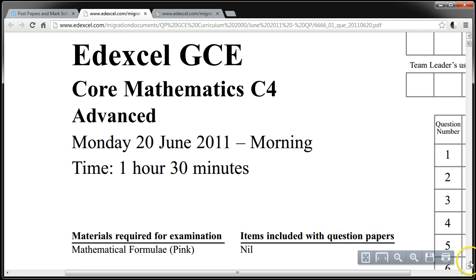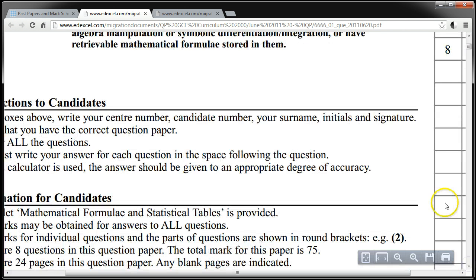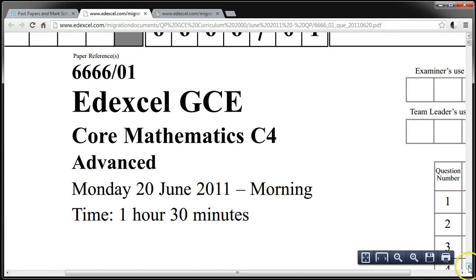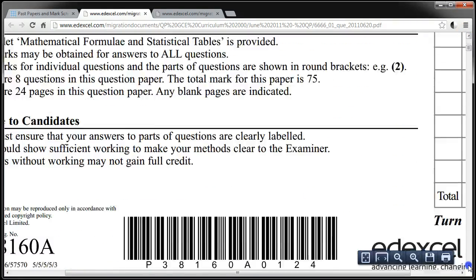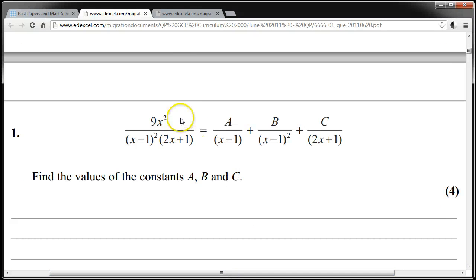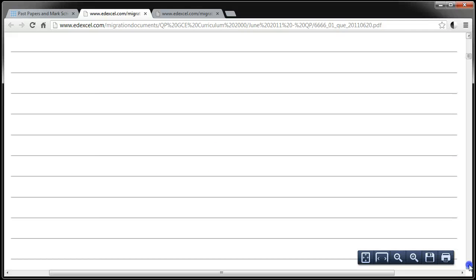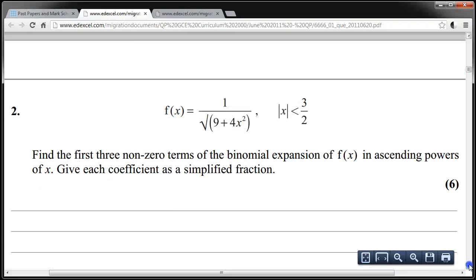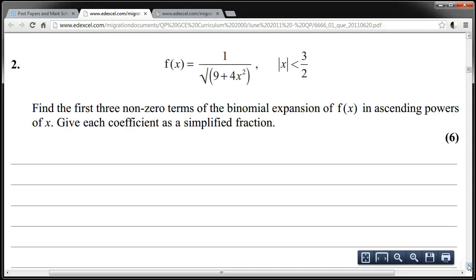So with that thought in mind then, let's have a little look at the paper here. This is the summer June 2011 C4 examination for EdExcel. So let's have a quick look at the paper then, see if there's any nasty little questions contained therein. This is partial fractions. Nice easy question to do, isn't it? Partial fractions, that's a good question to start with. Shouldn't take too long. It's all arranged for you as well, so you haven't even got to guess what to write down there. 2, f of x is equal to this.